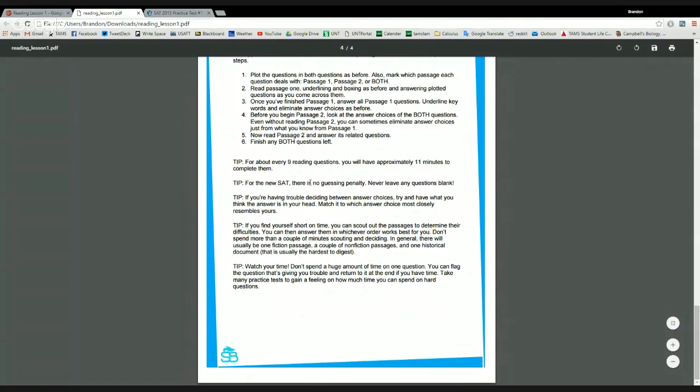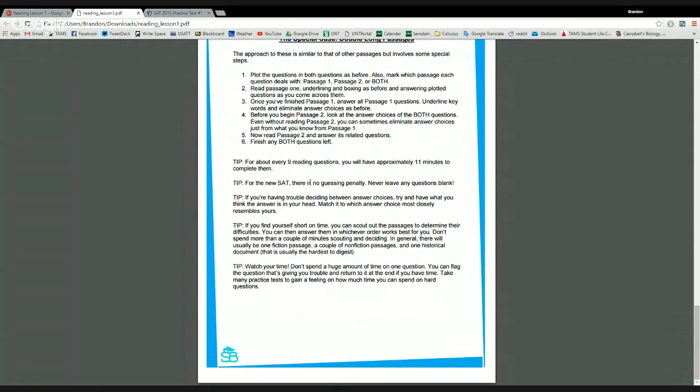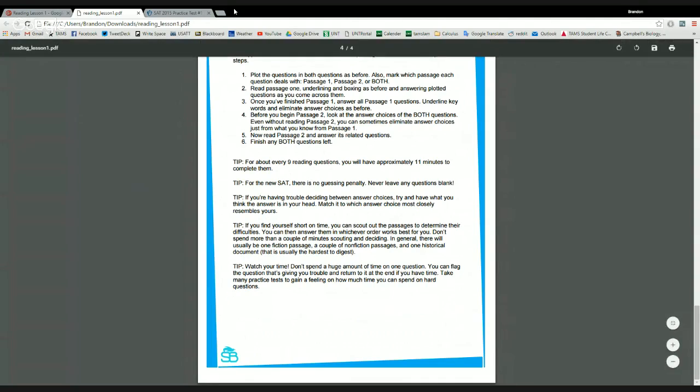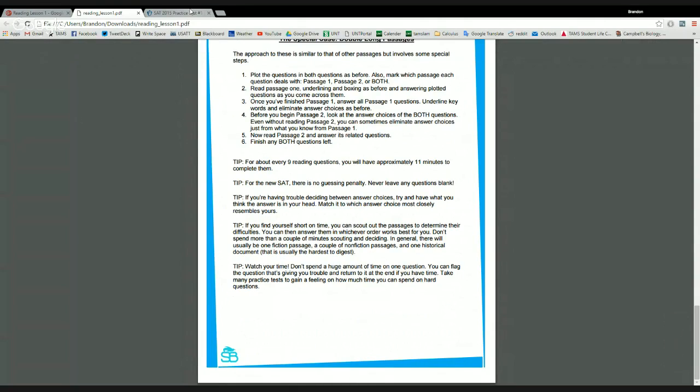So the order of answering questions would be: finish reading passage 1, answering passage 1 questions, going to the both questions and marking out anything you see that you can already eliminate just by reading passage 1, and then answering passage 2 questions, and then ending up answering the both questions.